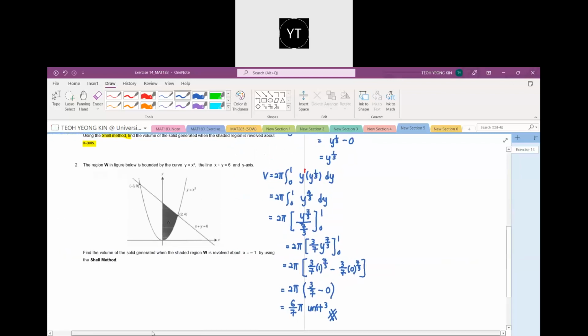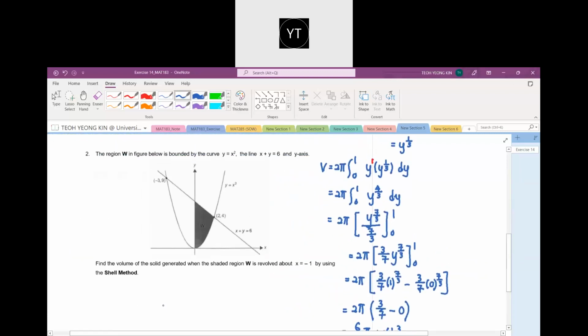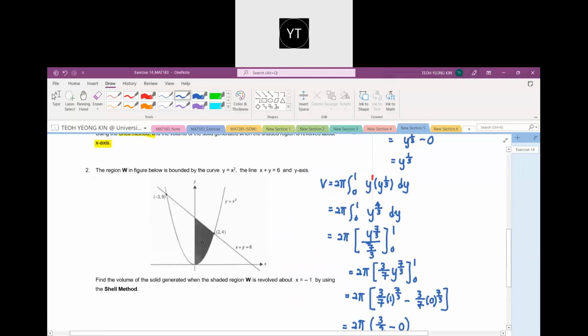So if we move to question number 2, let's look at question number 2. The region W in the figure below is bounded by the curve y equals x squared, the line x plus y equals 6, and the y axis. So this is a curve, and this is the shaded region. Find the volume of the solid generated when the shaded region W is revolved about x equals negative 1. So x equals negative 1 is more or less this line. So here is the negative 1.